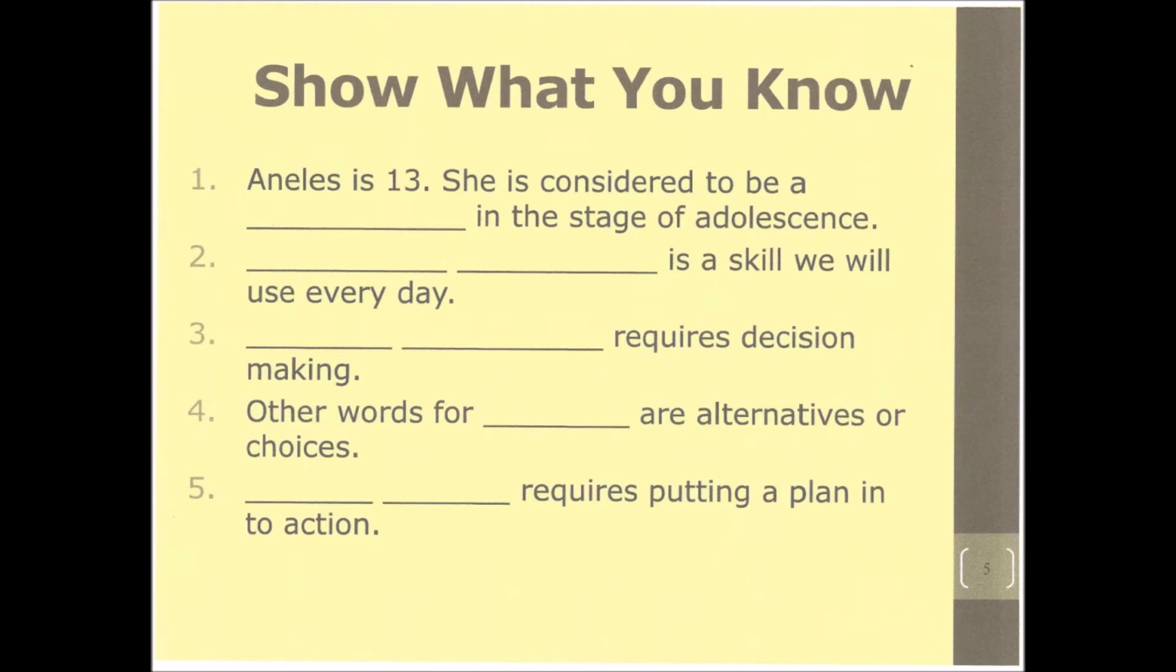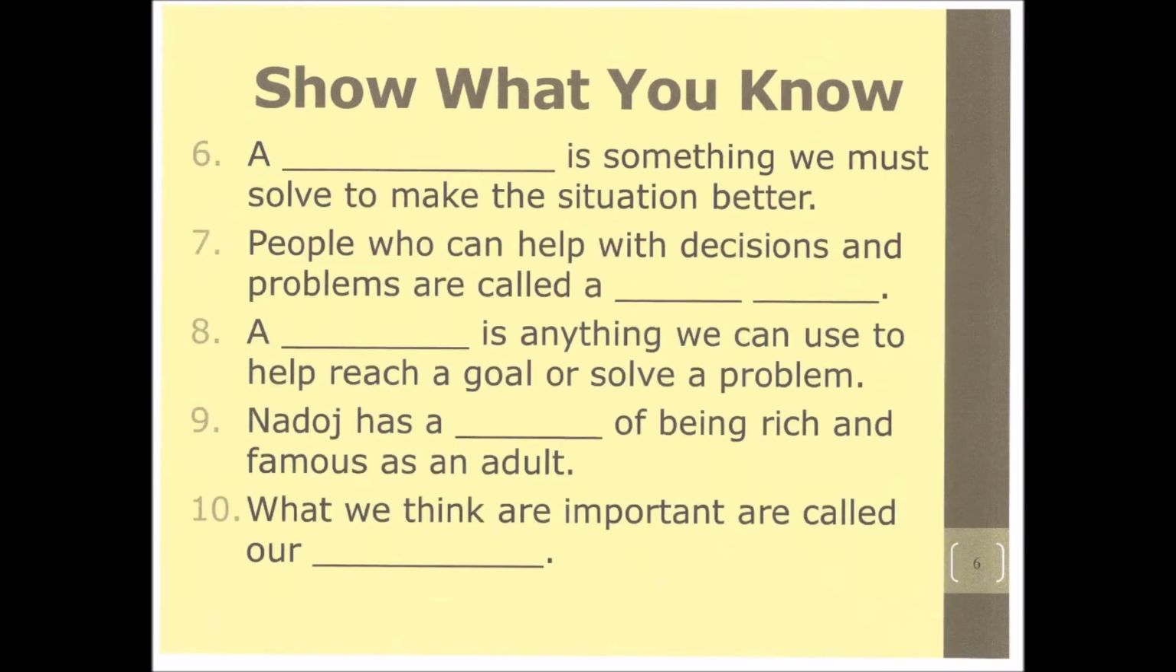Number 6, a blank is something we must solve to make the situation better. We will have these in life, and we must make good decisions to try to solve them. Number 7, people who can help with decisions and problems are called a what?